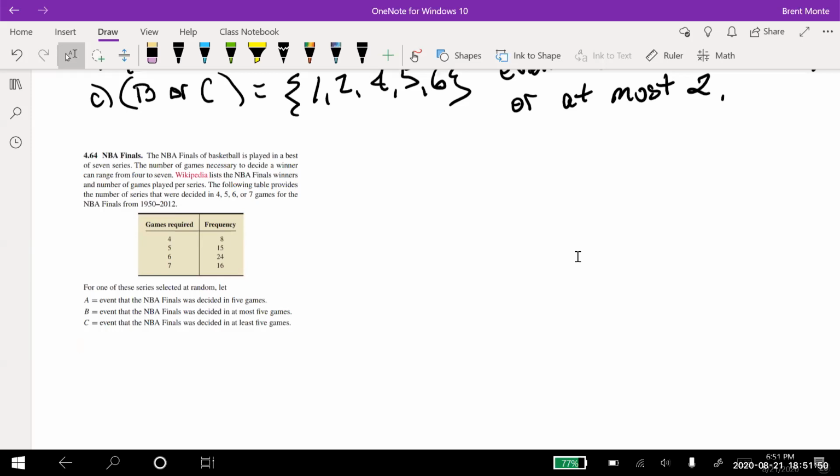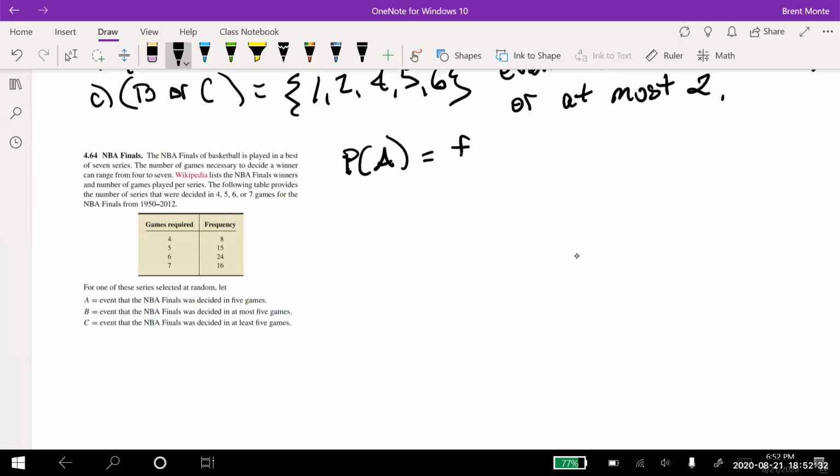Okay, so we look at the table. It says for one of these series selected at random. So we're randomly picking one of these series, and we want to know how many games were required to win the series. Event A is the event that the NBA Finals was decided in 5 games. Now, what we're trying to do is we're trying to find these probabilities. So for this problem, let's say probability of A. Well, the probability of A is the probability that the NBA Finals was decided in 5 games.